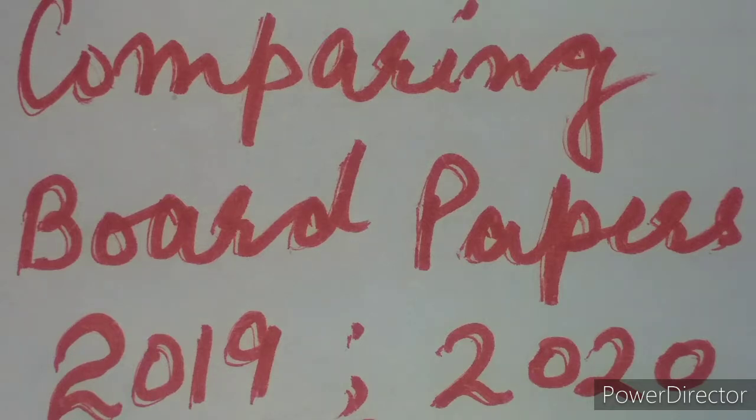In today's video, I am going to compare the board mathematics papers for 2019 and 2020 ICSE boards. Now why am I comparing these question papers? Just to make you understand what kind of chapters are included in section A, what the difficulty level is for section A, and what the paper pattern is, right?